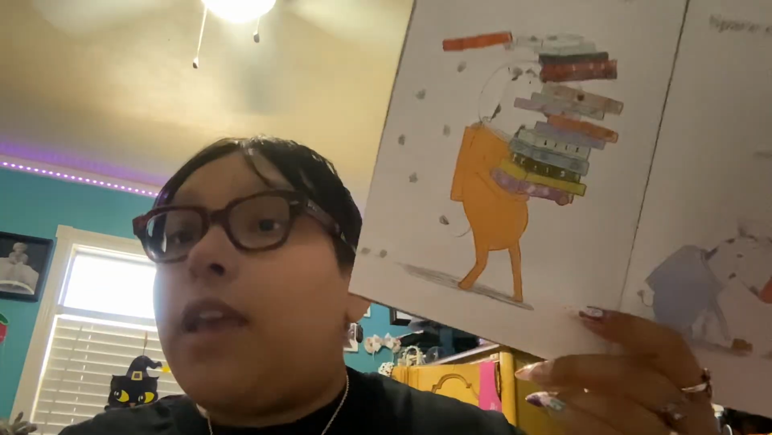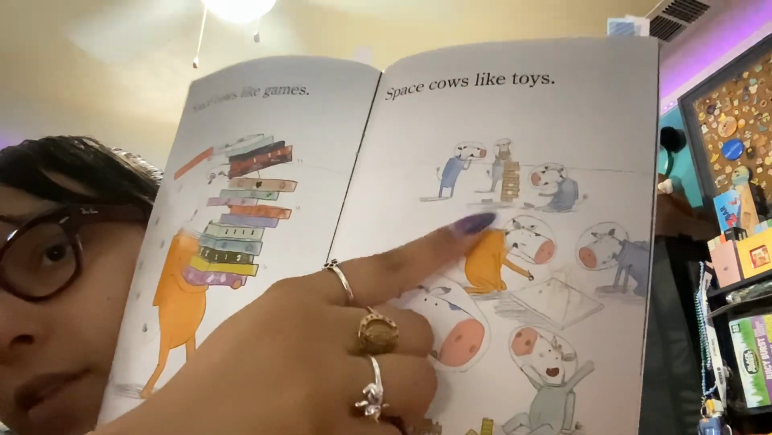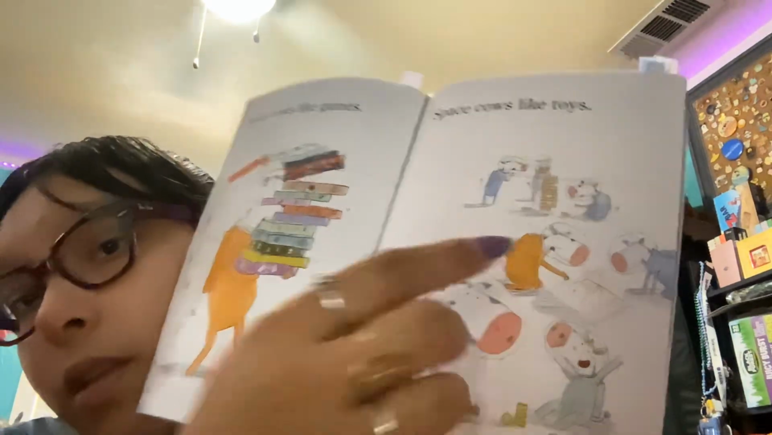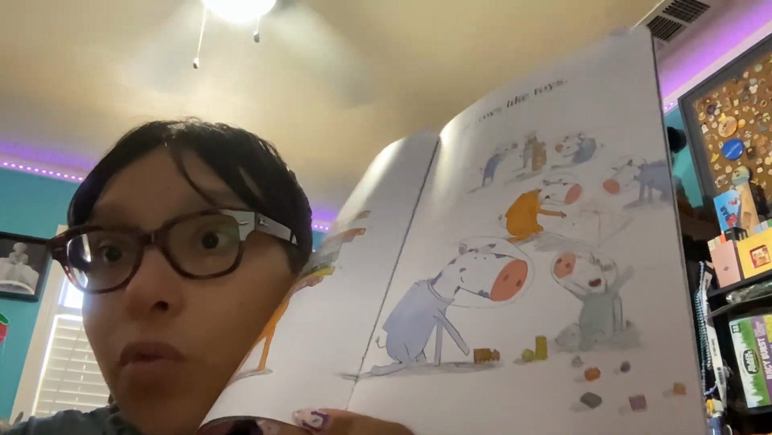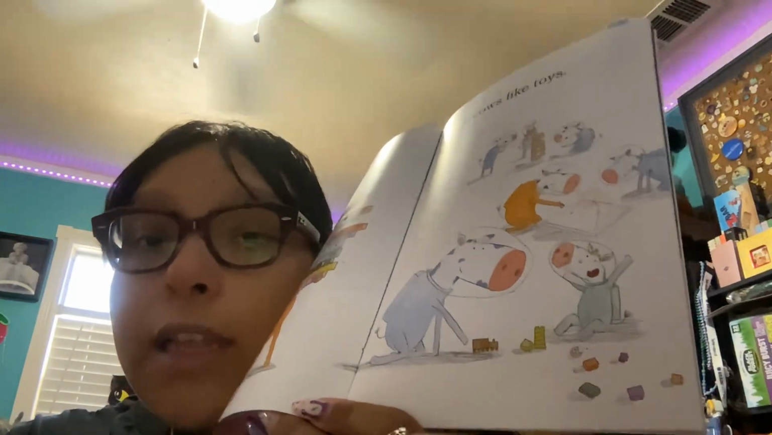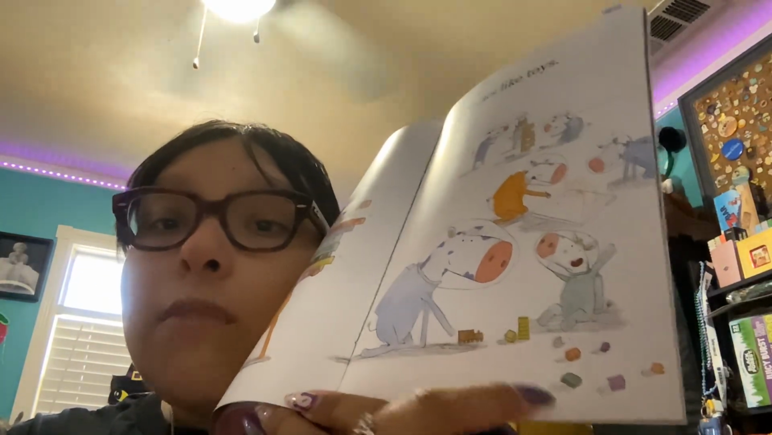So I'll say, okay guys, space cows like games and toys just like we like games and toys. Alright? And then I'll ask, what game are they playing back here? And some might say Jenga, as that does look like Jenga. Alright? Then I'll ask, okay, so what about the baby? What toy is he playing with? And some might say Legos, as that does look like Lego blocks.